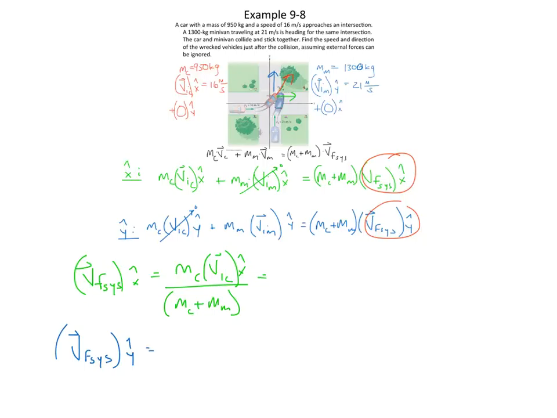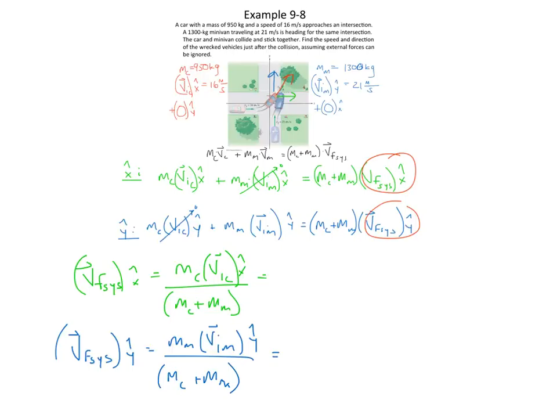That's going to be what? Well, again, this goes away, so we don't need to worry about that. We're going to solve for this by dividing this down. So that's going to go down below mass of the minivan times initial velocity of the minivan in the y direction. So mass of the minivan times initial velocity of the minivan in the y hat direction, divided by the combined mass of them both, because that gets divided down. So mass of the car plus mass of the minivan, and that's going to be our final velocity in the y direction. All right, well, let's put our values in and see what we get.